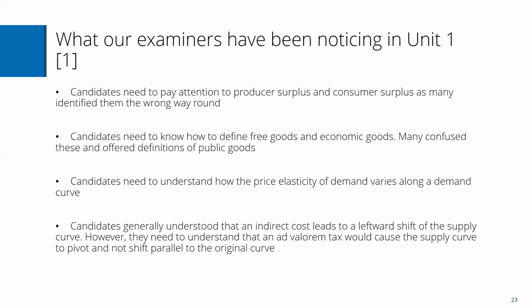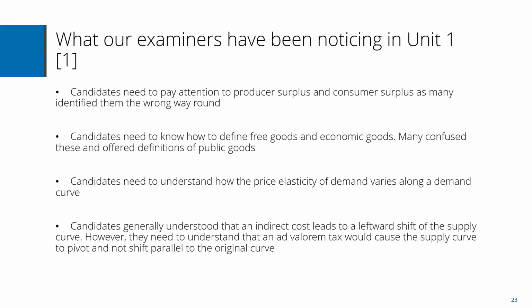So some of the things that examiners have noticed since the specification began, some of the areas where candidates are maybe slipping up. Some of the issues that have perhaps caused issues in Unit 1 specifically, and you can see these main things on the slide here. Candidates do need to pay attention to producer surplus and consumer surplus, as many have identified them and got them the wrong way round. So that's something to remind your students, that they're checking, reading questions very carefully and understanding the difference.